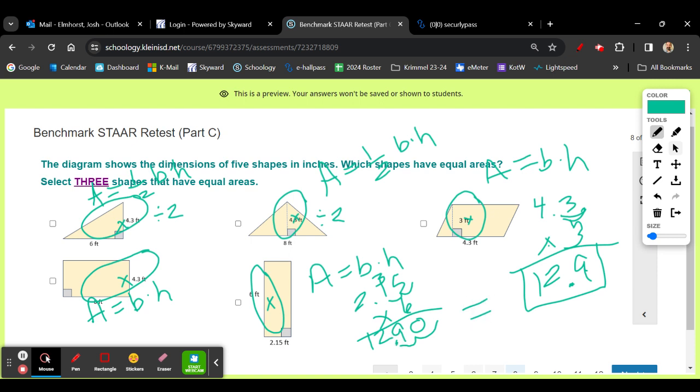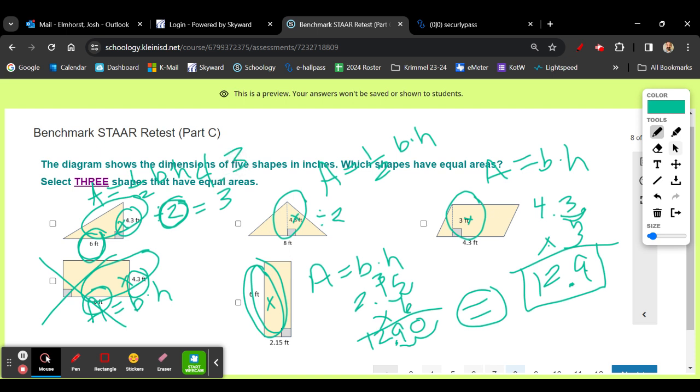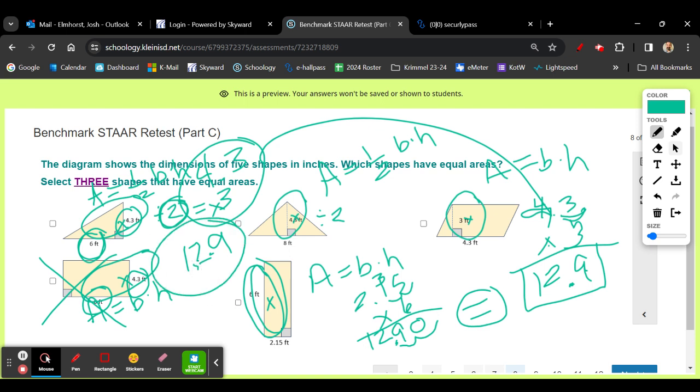So now we're going to check and see, well, 6 times 4.3 is not going to work because we already looked at 6 times 2.15 and we saw that those are equal. So now we're going to check the last two. So 6 times 4.3 divided by 2. 6 divided by 2 is 3 times 4.3. And that matches up with over here, so that's 12.9. So it looks like 12.9 is going to be here, here, and here.